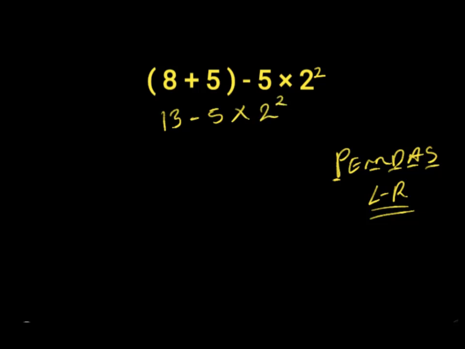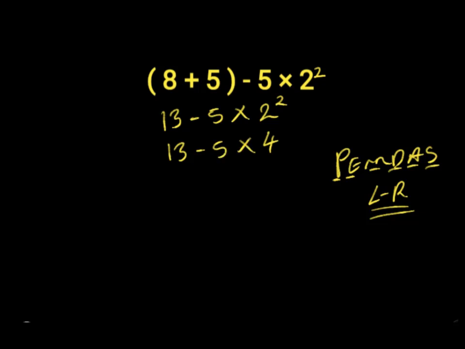Now we have a subtraction, multiplication, and an exponent. We are going to solve our exponents first because it comes first before multiplication and subtraction. Our exponent is 2 to the power of 2, which is 2 times 2. 2 times 2 is equal to 4. Then we have 13 minus 5 times 4.